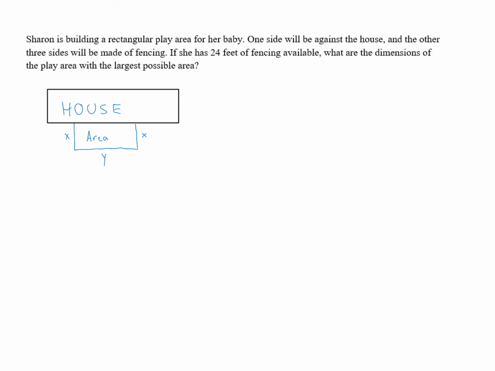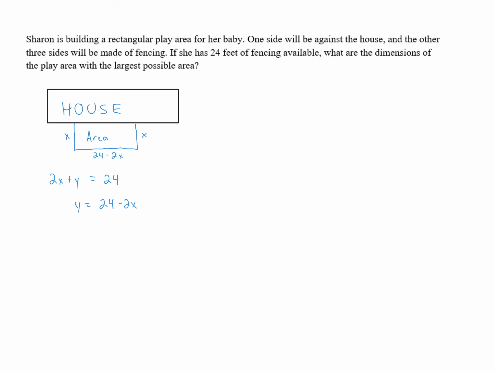Now there's a piece of information we haven't used yet here. That piece of information is that Sharon has 24 feet of fencing available. So if we add the sides together, which are 2x plus y, at least the sides made of fencing, we know that the total is equal to 24 feet. And so we can actually solve for y in terms of x here. If we subtract 2x from both sides, this gives us y equals 24 minus 2x. And so we can replace this side, instead of calling it y, we can call that length 24 minus 2x.